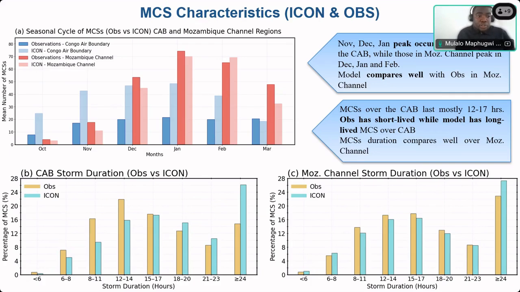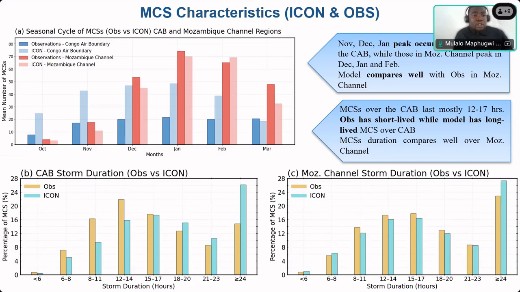Looking at both regions, the model is actually simulating the mesoscale convective seasonal cycle well, in a sense that the count might differ, especially over land in the western box, the one in blue, where the model gets a very high mean number of systems per month as compared to what is actually observed on the ground.